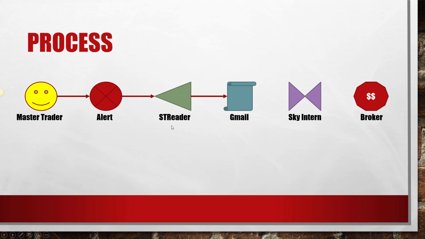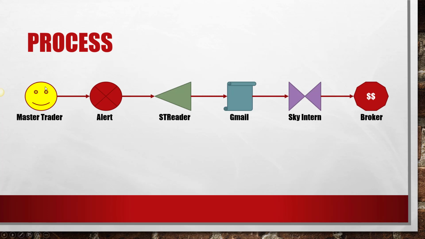Now understand this: your ST Reader is at your computer or your VPS, while your Gmail account is at a completely different location, on a server. So that information possibly has to go across the world just to get to the server your Gmail account resides on. Then, once it's there, Sky Intern on your computer has to access that Gmail account and read that information. If it's valid, it puts it into a format, creates a trade, and sends that information to your broker, at which time your broker says, okay, we will accept the information you provided, and the trade is completed. The trade has been activated.